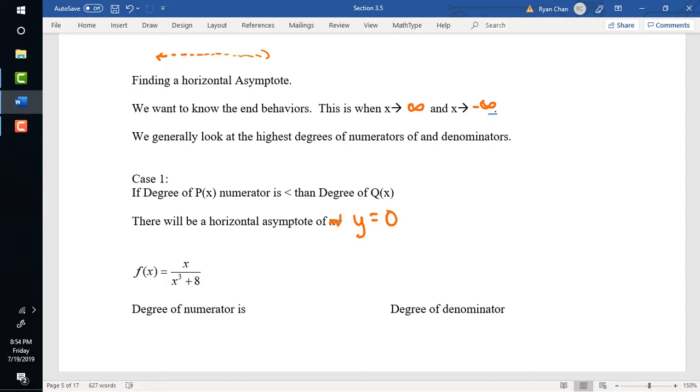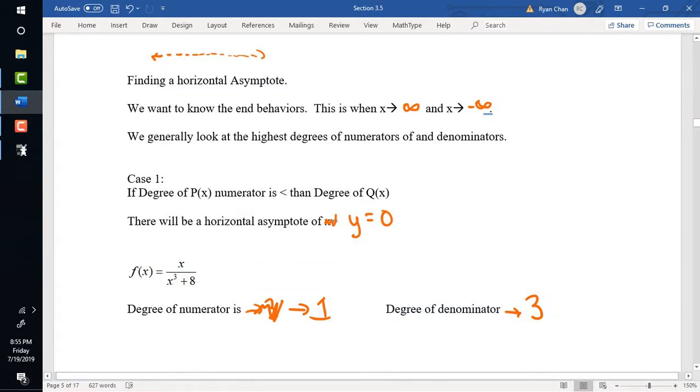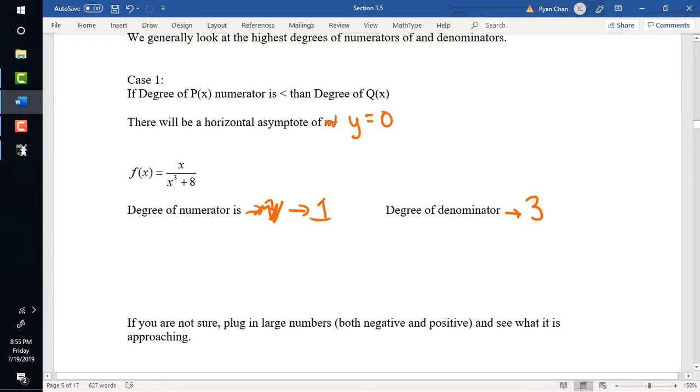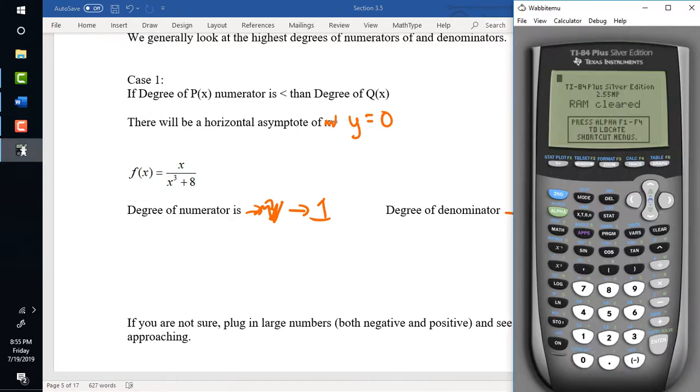So if I look at this here, okay, I'm going to have, right, the bottom degree is degree of 3, the top degree is degree of 1. Okay. So let's talk about why that's true, okay? So let me show you. So let me graph, okay?